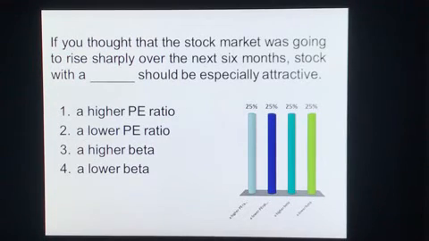Here is another question. This is also a practice question for you. If you believed that the stock market was going to rise sharply over the next 6 months, a stock with a dash should be especially attractive: a high price earning or a low price earning, a high beta or a low beta. What kind of stock would you prefer? In case the stock market is going to rise sharply in the next 6 months, what will be your answer? Just think over that.